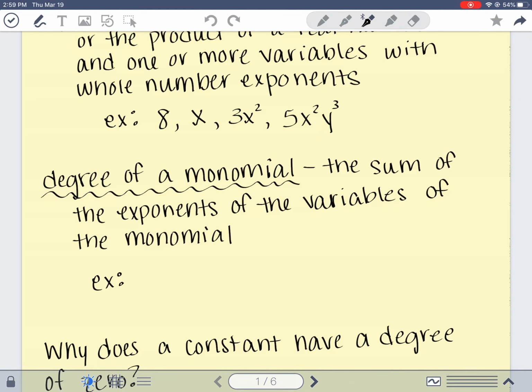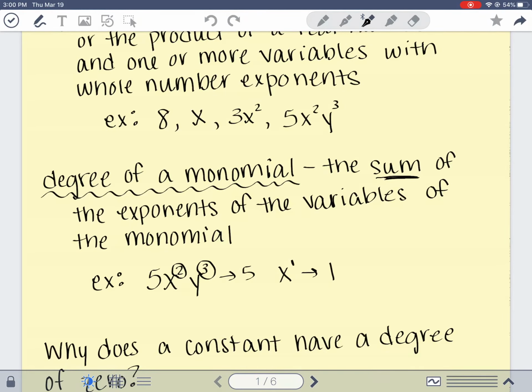The degree of a monomial is the sum, meaning you're adding them together, of the exponents of the variables. So for instance, if I take the 5x squared y cubed, our exponents here are 2 and 3. So this would make this a degree of 5. If I look at x alone, it is raised to the first power, so this would have a degree of 1.